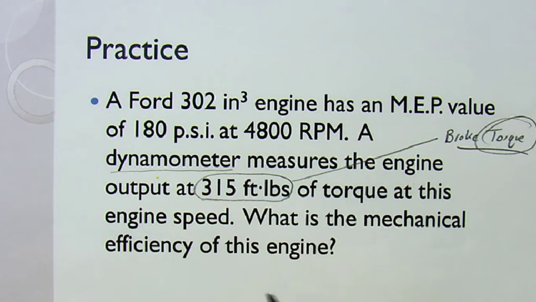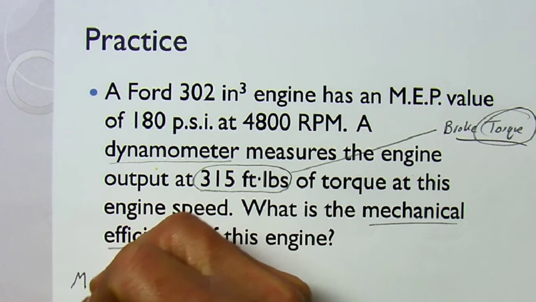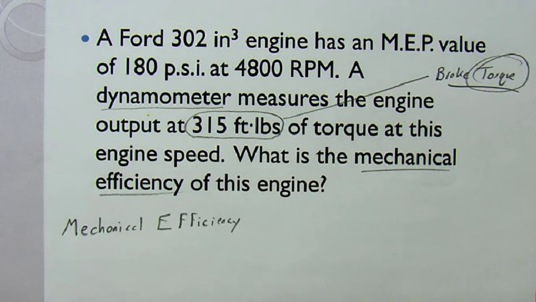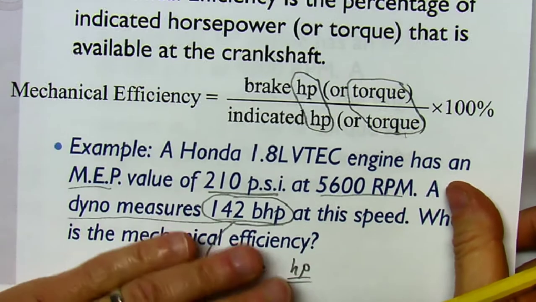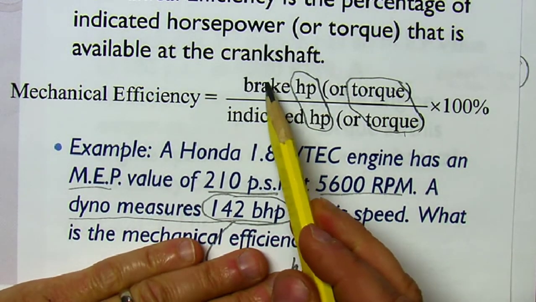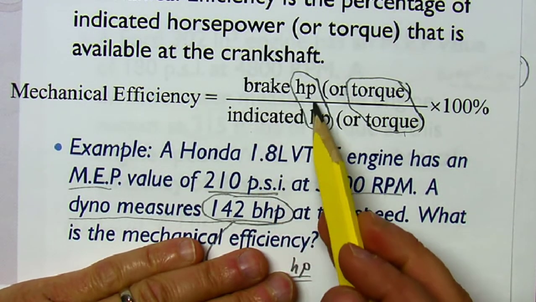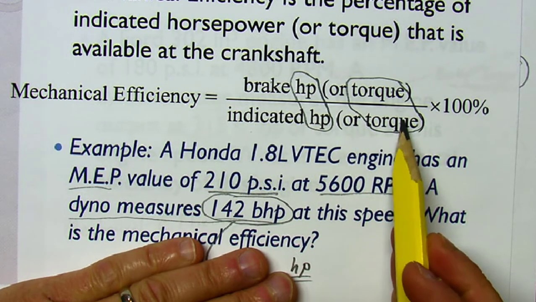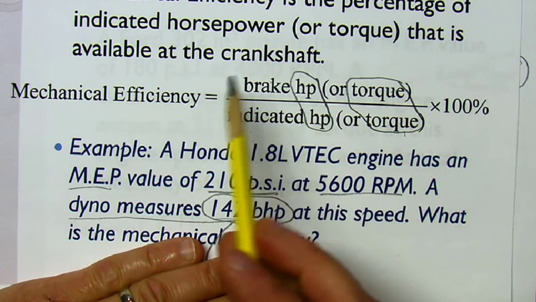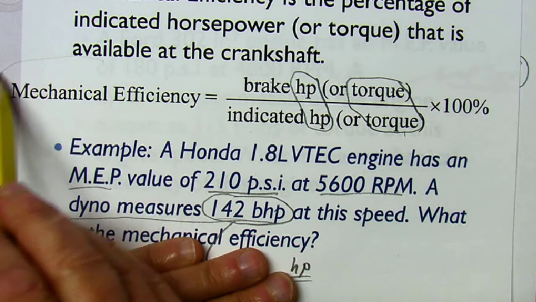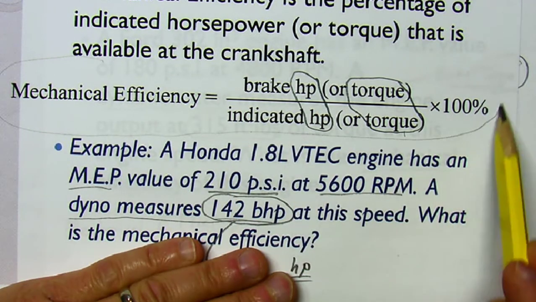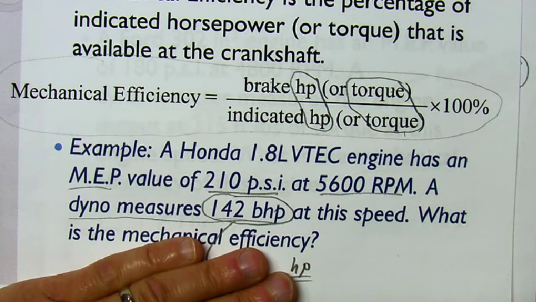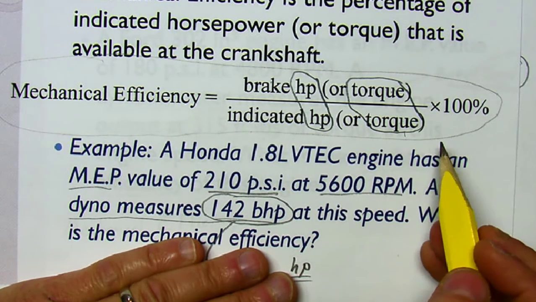Okay, here we go. What is the mechanical efficiency of this engine? Our mechanical efficiency, remember, is the brake divided by indicated, and we can either use horsepower or torque, but we got to stick with one or the other. If you don't have this formula written down, by the way, this is your last formula. Make sure that this one goes on your sheet. That is the last formula for this topic.